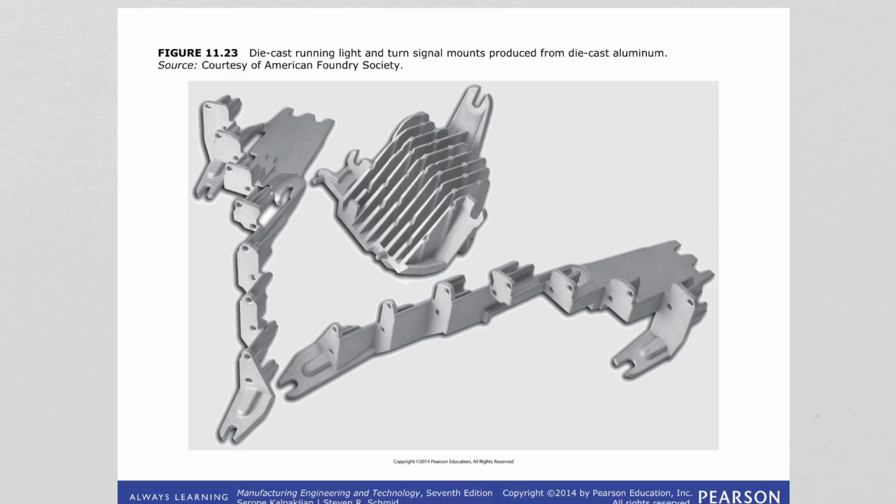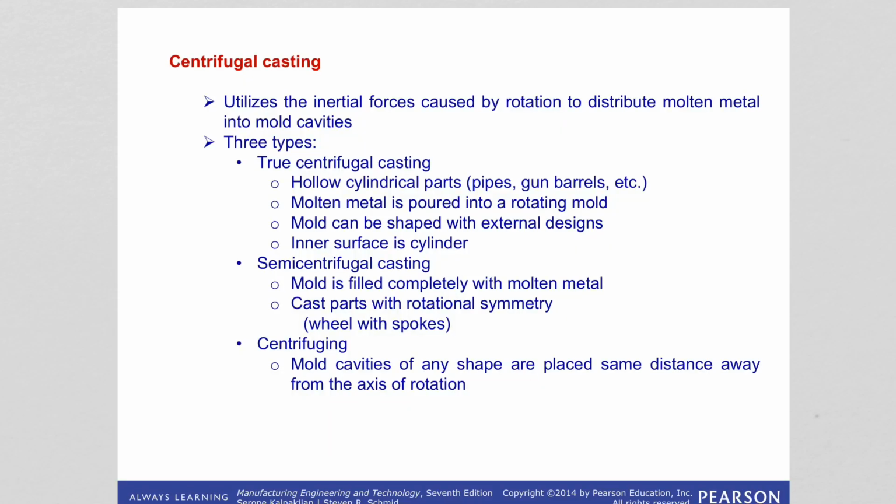Here we are seeing basically an image of a die cast aluminum part. Okay, centrifugal casting. So this is another type of permanent mold casting process. And as the name implies here, we use centrifugal forces to distribute the molten metal into the die cavity.